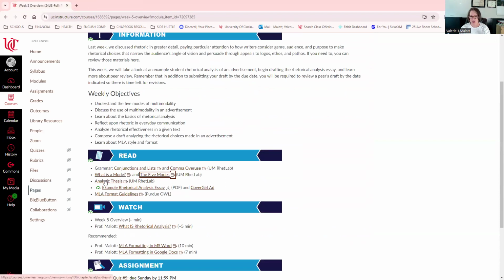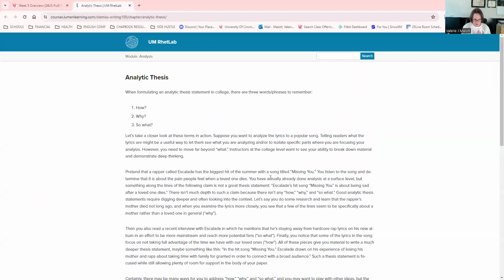There's also a reading on the analytic thesis. In our first paper, you were working on a narrative, so we didn't really focus too much on thesis statements, but now we're going to learn a little bit more about thesis statements. This reading discusses the types of things you need to remember.